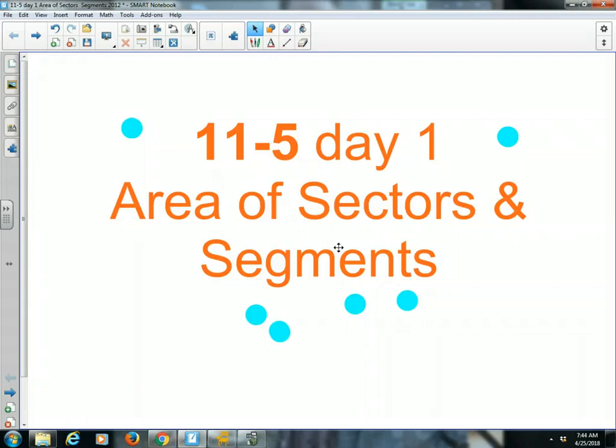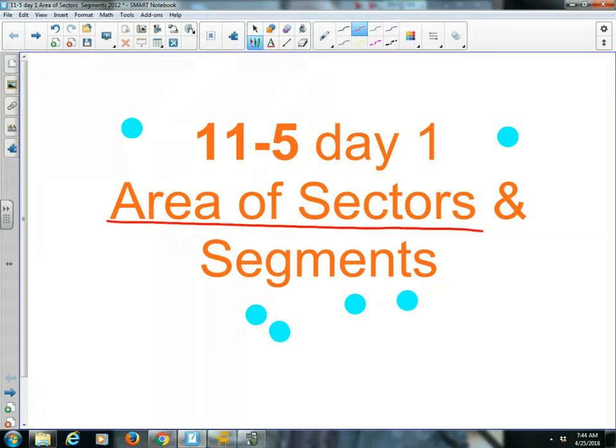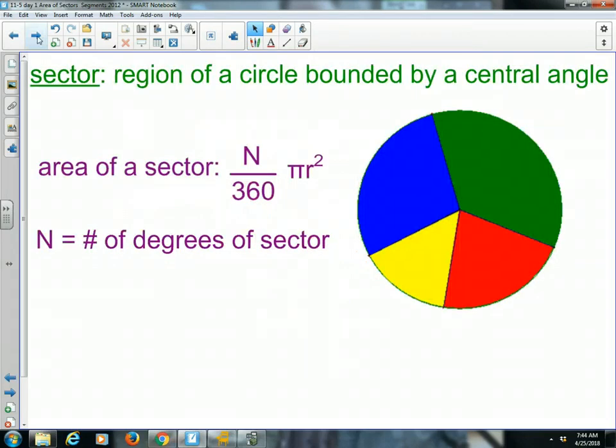We're talking about area of sectors and segments today, and this video specifically is talking about the area of a sector. Let's define what a sector is. A sector is a region of a circle bounded by a central angle. A region of a circle bounded by a central angle.